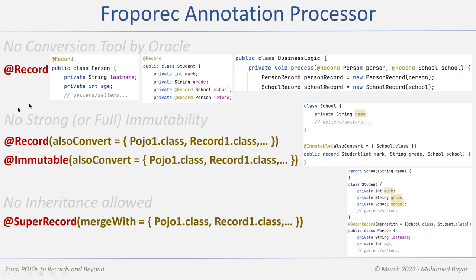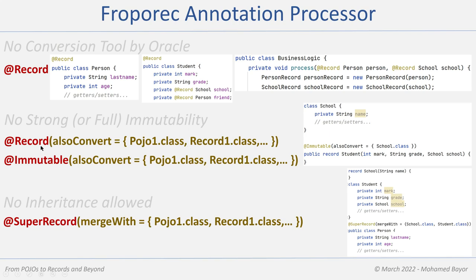Regarding the second limitation about no strong or full immutability, a workaround will be to use the @Record annotation the way we saw it applied to each field here. You can also make use of the alsoConvert attribute to provide an array of classes. These can be a mix of your existing Pojo or record classes and don't necessarily have to be part of the class you intend to convert.